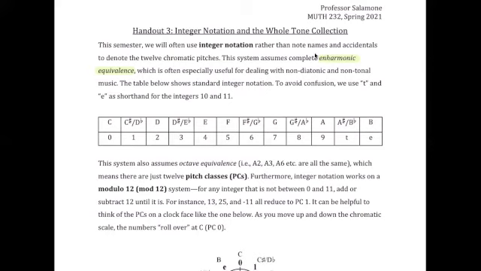Now, on top of enharmonic equivalence, integer notation also assumes octave equivalence. So any A anywhere in the acoustic system on your keyboard, on your instrument, is going to be 9. They are all equalized. Now, what that does is it reduces the entire chromatic system, the entire pitch space, to just 12 distinct pitch classes.